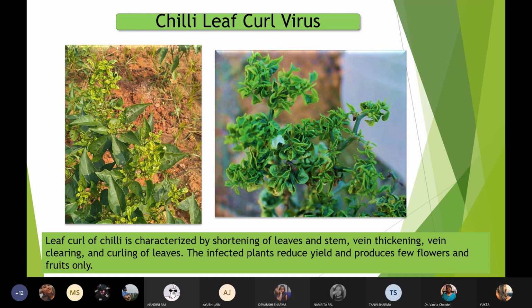Four strains were reported from India, and the virus can be transmitted to four different plant species of the Solanaceae family, for example Capsicum annuum, Solanum lycopersicum, Nicotiana benthamiana, and Nicotiana tabacum. These were the four different species to which the virus can be transmitted. Next slide.